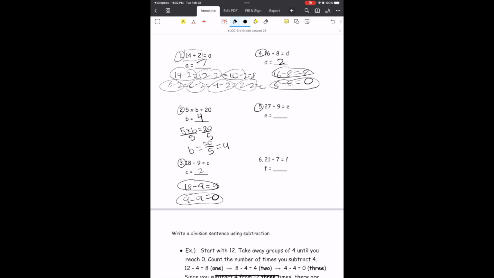Number 5, 27 divided by 9, well, that's 3. If you need help, you can always do 27 minus 9 is equal to 18, 18 minus 9 is equal to 9, and then 9 minus 9 is equal to 0. That's 1, 2, 3. Your answer is 3. Number 6, 21 divided by 7, well, that's just 3. But you can always just do 21 minus 7 is equal to 14, 14 minus 7 is equal to 7, 7 minus 7 is equal to 0. So that's 1, 2, and 3.